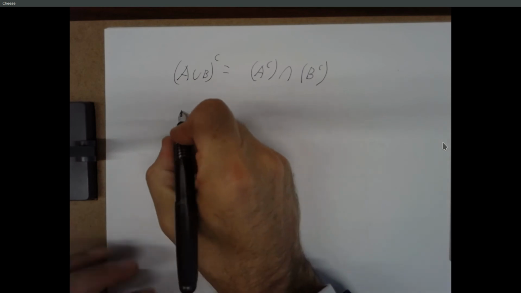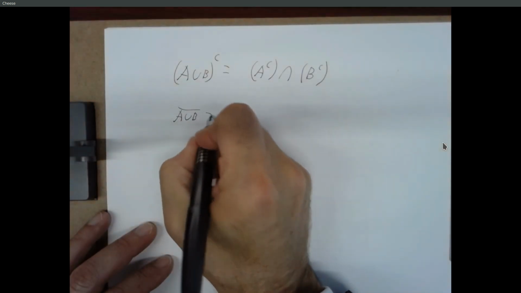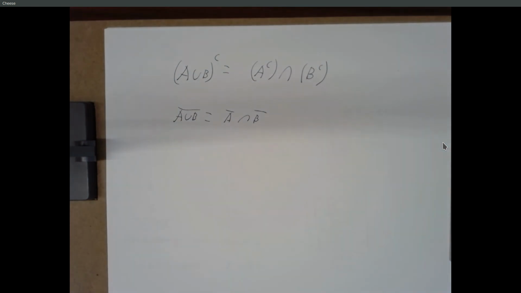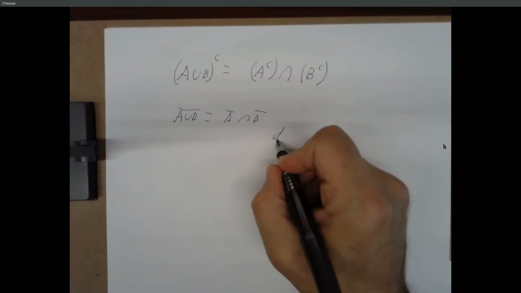Let me write it a little differently. Let me write the complement by putting a bar on top of something. Have you seen this before? What's that called? De Morgan's theorem. Excellent.